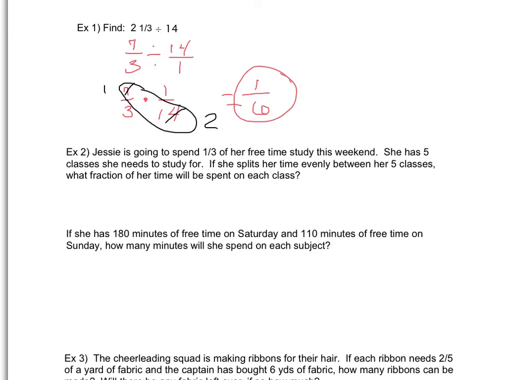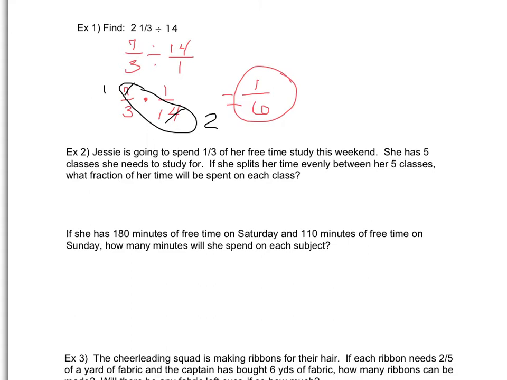Here on example 2, we have Jessie's going to spend a third of her free time studying this weekend. She has 5 classes she needs to study for. She's going to split her time evenly, so she's going to divide her time evenly between all 5 of her classes. I want to know what fraction of her time will be spent on each class.